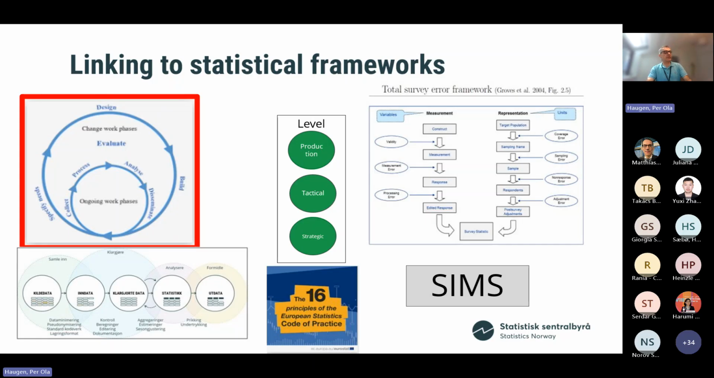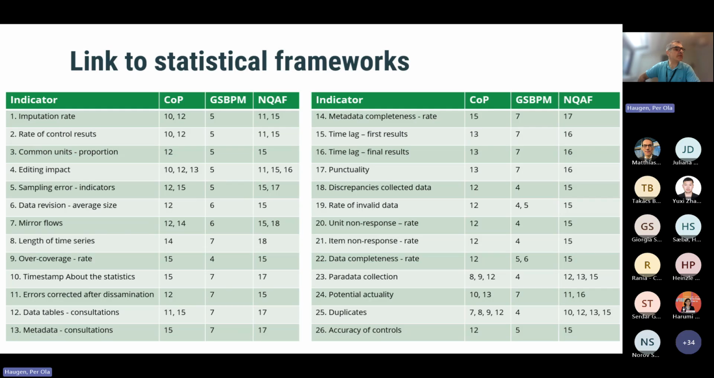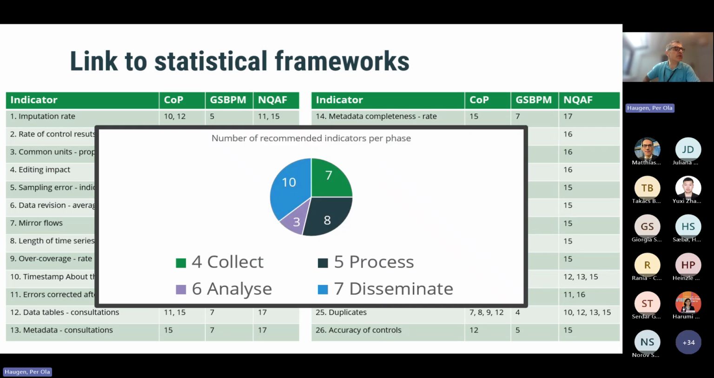So as a result of this linking to some of these frameworks, as you can see here, these are the 26 indicators. And we have linked them to the GSBPM. The result of this linking is that we can see that most, 10 of these 26 indicators, are related to the disseminate phase. We have 3 on the analyze phase, 7 on the process phase, and 4 on the collect phase. So we have a linking between these 26 indicators and the GSBPM. This link is very important.